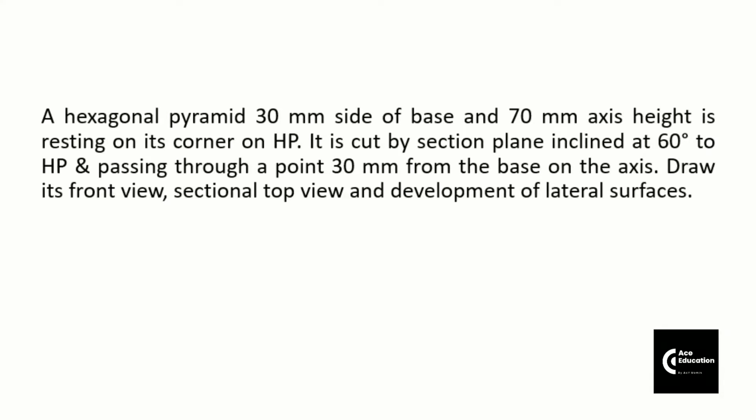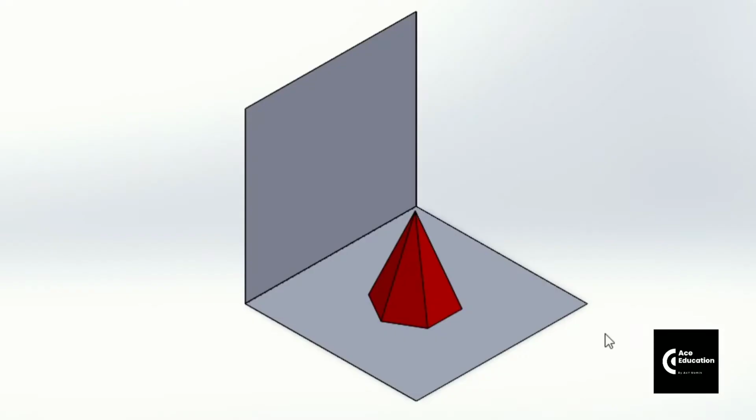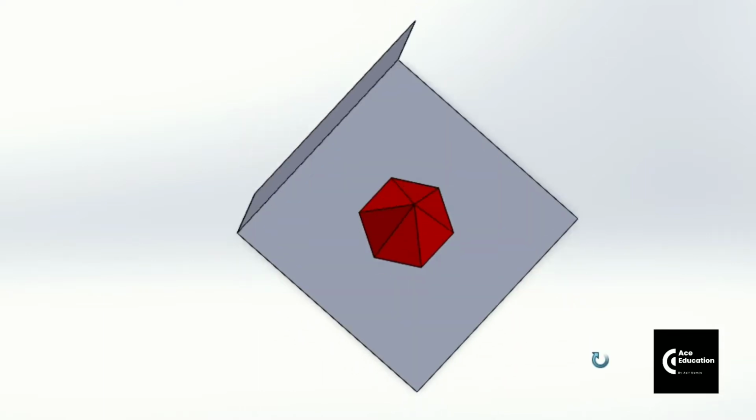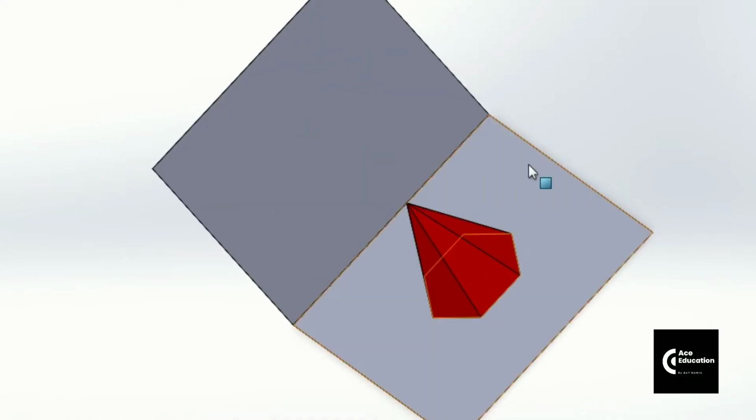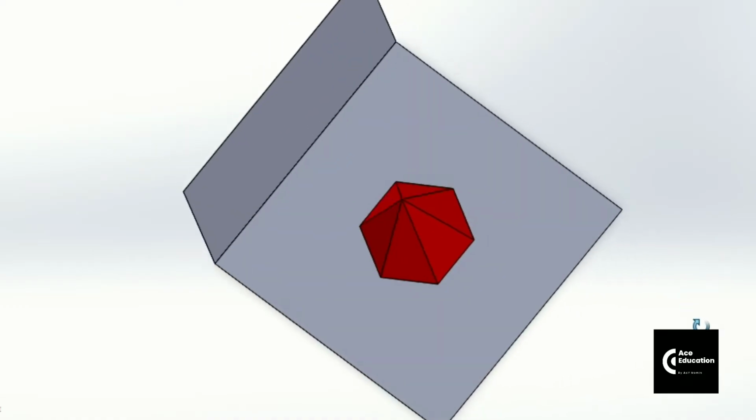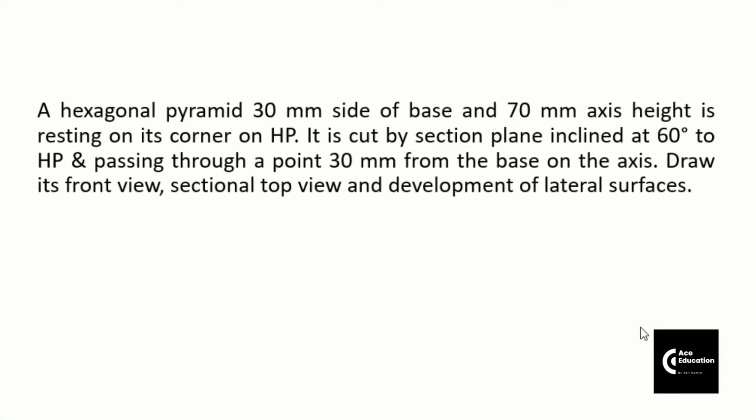A hexagonal pyramid, 30 mm side of base and 70 mm axis height, is resting on its corner on HP. This pyramid is kept on HP but in such a way that its corner point should come on the right hand side. So friends, here you can see this pyramid is kept on the horizontal plane but in such a way that its corner point is coming on the right hand side. If you are going to tilt this solid on the right hand side, it should tilt on its corner point, not the edge. It is cut by a section plane inclined at 60 degree to HP and passing through a point 30 mm from the base on the axis.